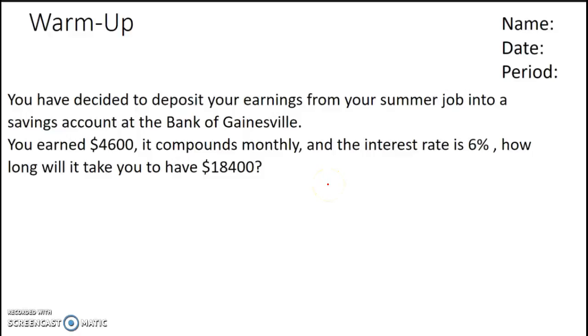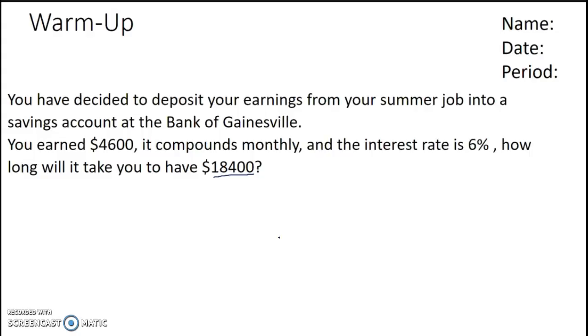All right, you decided to deposit your earnings from your summer job in a savings account in the Bank of Gainesville. This is March 15th warm up. You got $4,600, and it compounds monthly, interest rate of 6%. And how long is it going to take you to have, wow, $18,400? Okay, so which formula are we using? Well, wait, the only one we used yesterday, right?